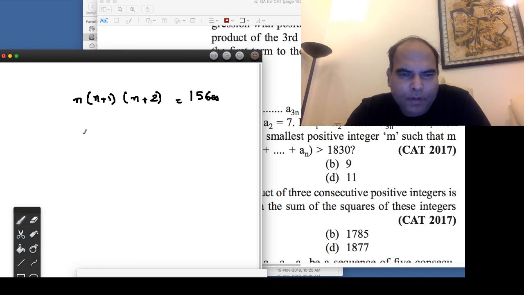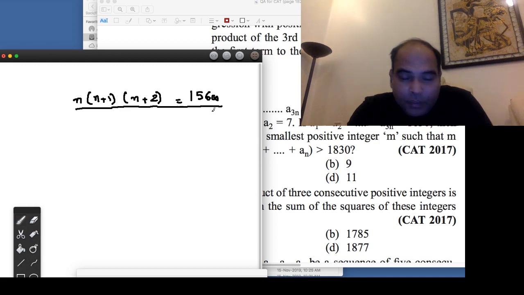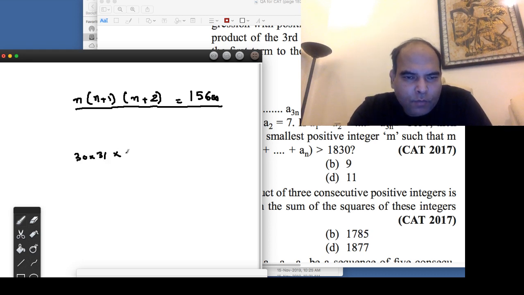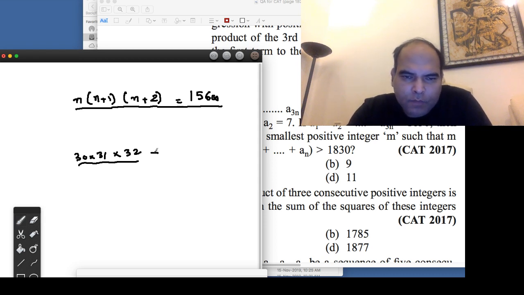Before I go into some things that come to mind when I look at this in terms of number system logic, let's do a blind trial and error. If I take n as 30, 31, 32, I can clearly see that 30 cube itself is 27,000. So this is going to be much larger than the required 15,600.